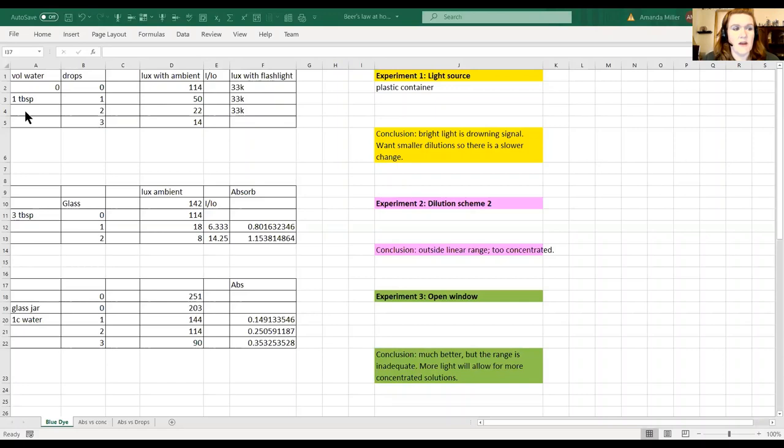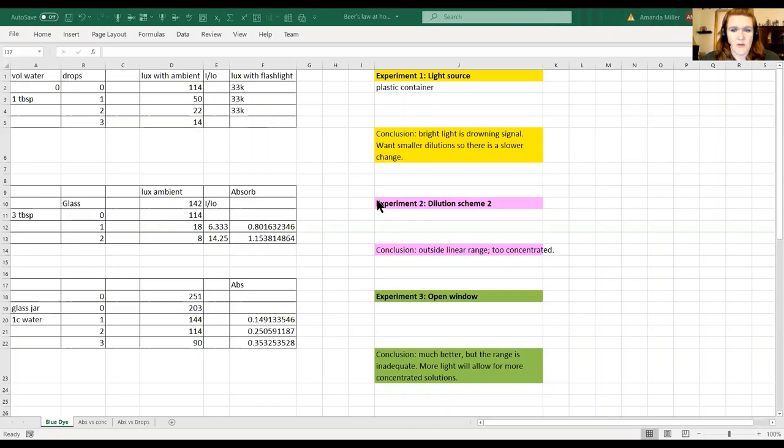In that experiment, I also did a dilution with one tablespoon of water for one drop, two drops, and three drops. So it was one tablespoon of water with one drop, two drops, and three drops. And that this part of the experiment with the ambient light, because it plateaued, it told me that I probably didn't have enough light, and also my concentrations were pretty high. Once you get to the top part of the standardization curve, it flattens out when things are too dark. So that was the problem I was having.